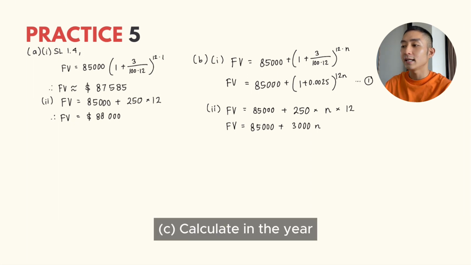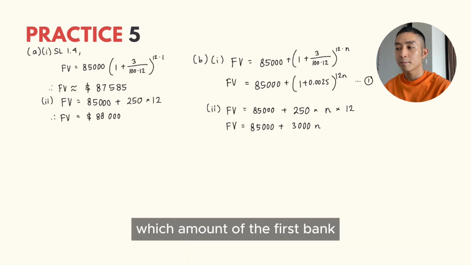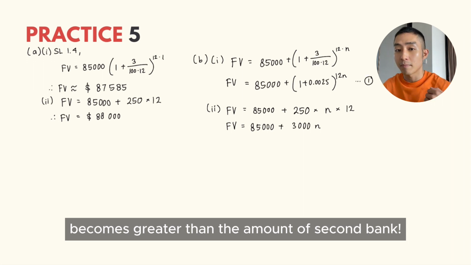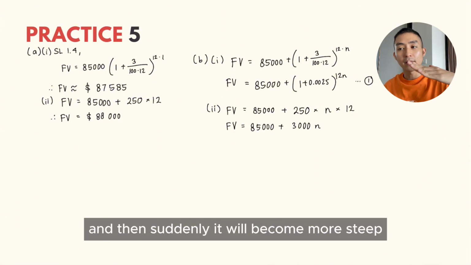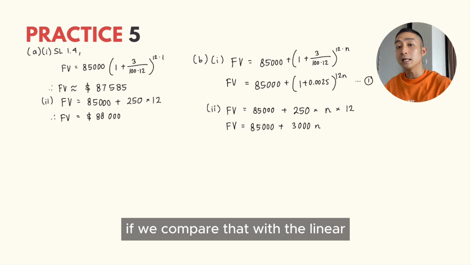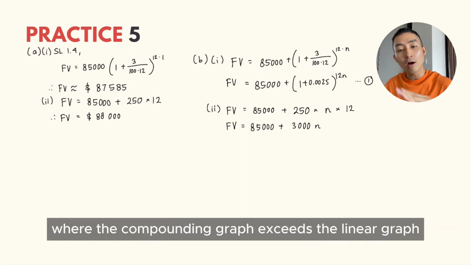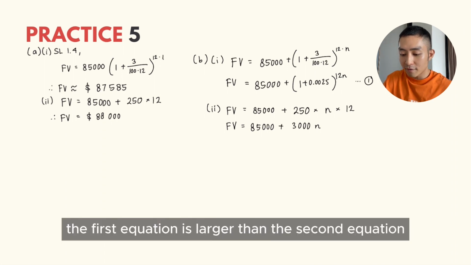C, calculate in the year which amount of the first bank becomes greater than the amount of second bank. So the concept is that compounding formula might start very slow if you see the exponential graph, and then suddenly it will become more steep. If we compare that with the linear, there will be a point where the compounding graph exceeds the linear graph. So we solve when the first equation is larger than the second equation.